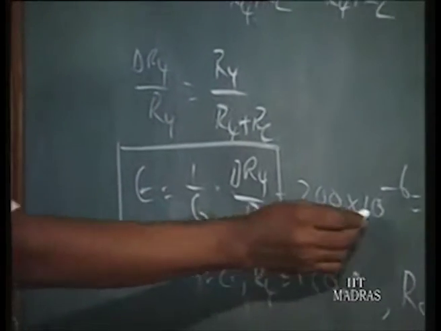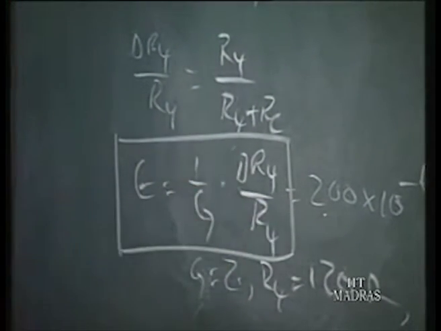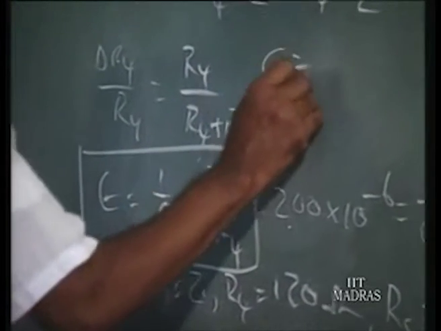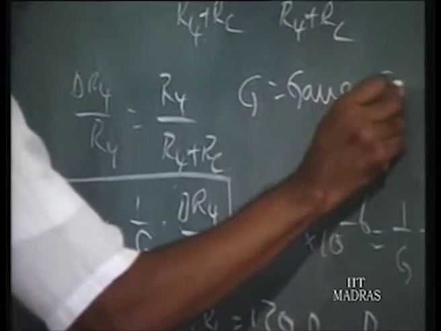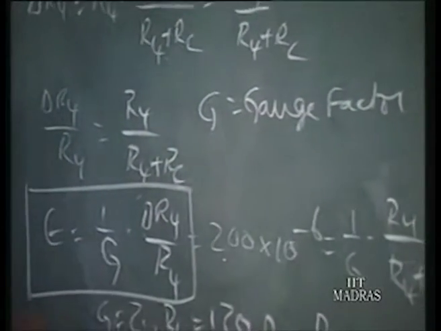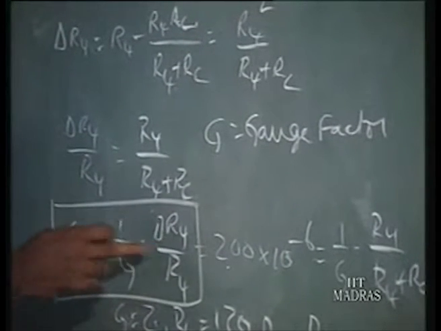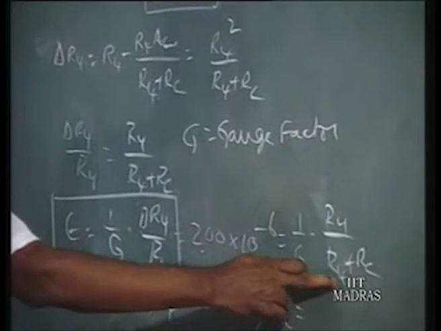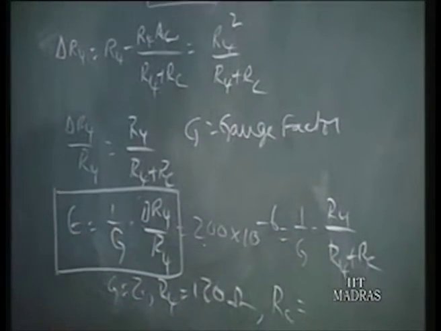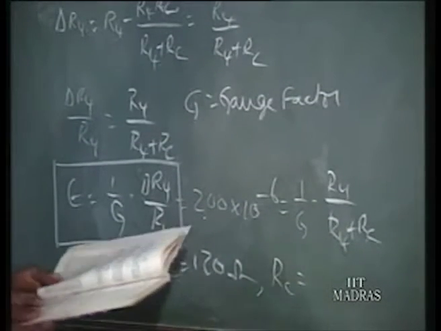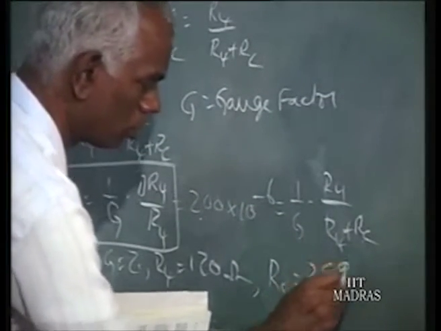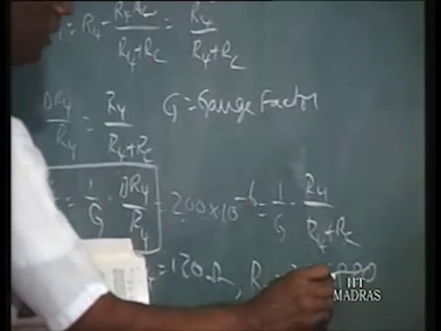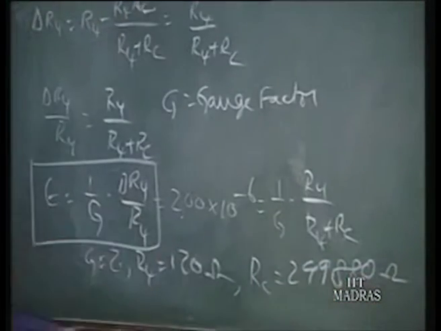This strain we want to have as 200 reading. Then what should be the change in resistance? This 1 by G, G is the gauge factor. It is given by the manufacturer, normally around 2. So for a 200 reading, G is 2, R4 is 120 ohm as I told earlier. What should be RC? RC comes to about 2,99,880 ohm. Such a resistance is put there.